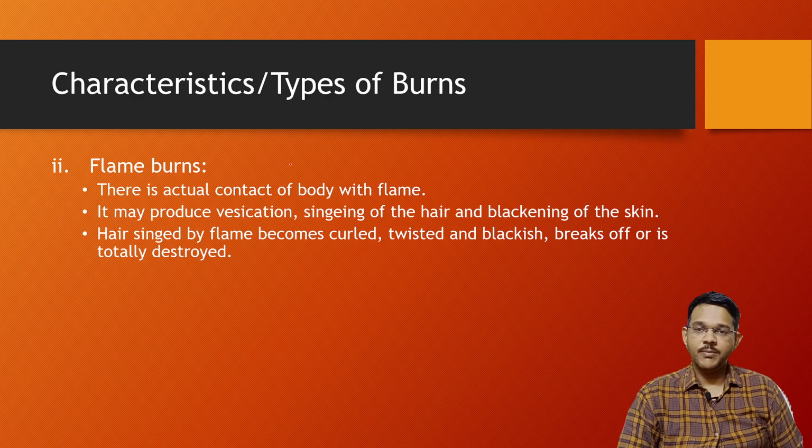Next type is the flame burns, caused by active flames. This is actual contact of the body with flames, like candle burns or gas burns. It may produce vesication and singeing of the hair. Singeing is where the hair comes in contact with the flames and becomes curled, twisted, and blackish, so the ends of the hairs become curled. This is typically seen in flame burns, where the hairs get singed, break off, and become totally destroyed. This is mainly because the keratin present in the hairs gets coagulated and curled up. This is a characteristic seen in flame burns.